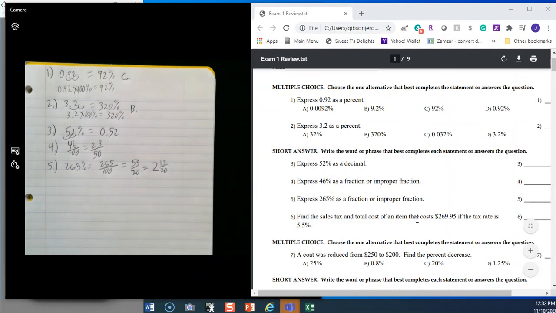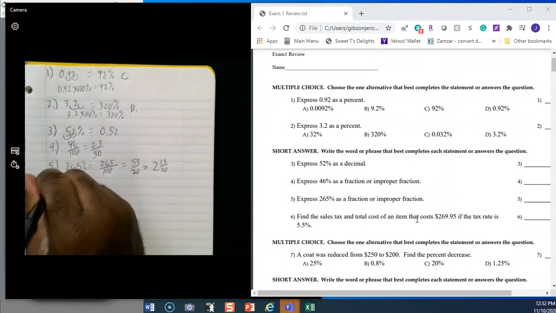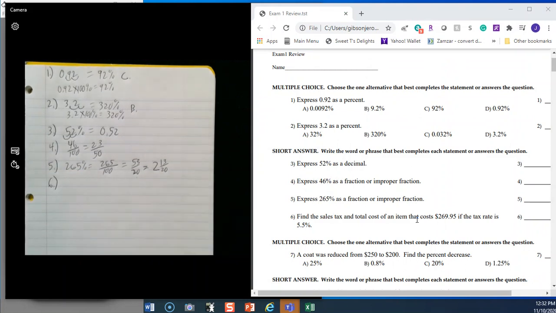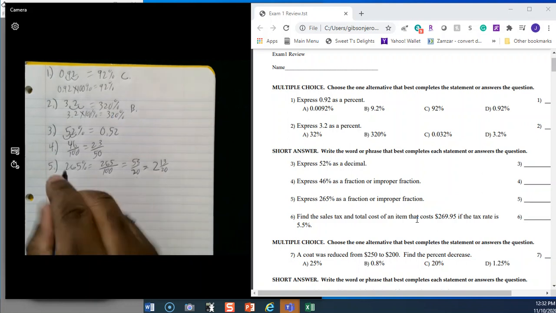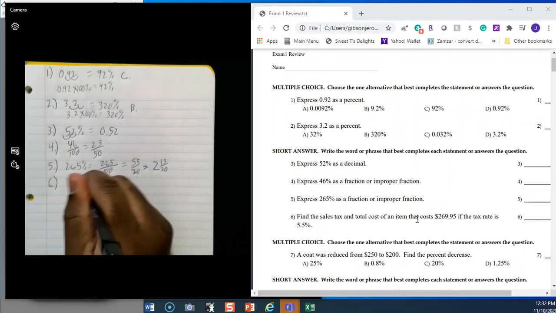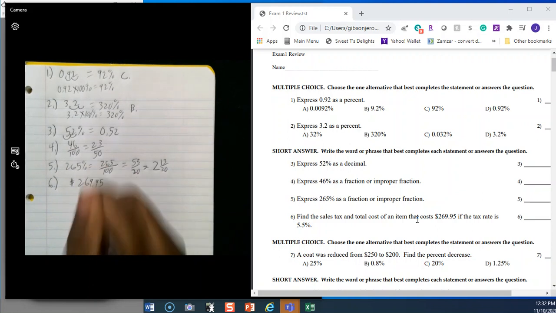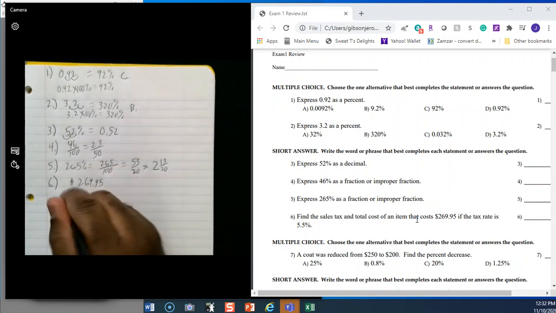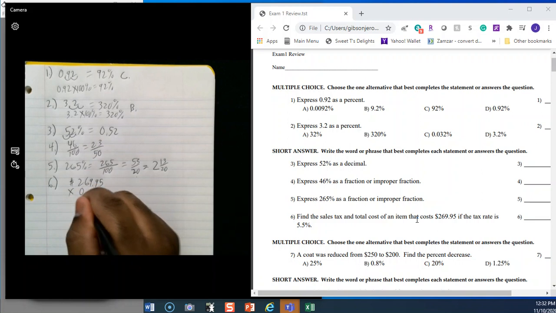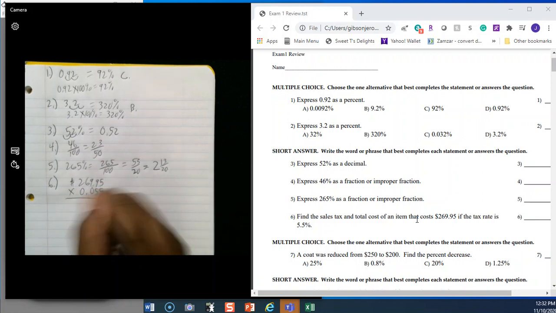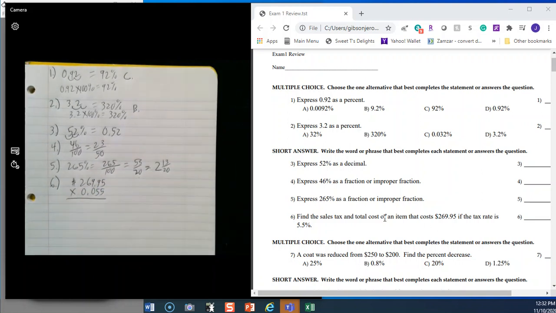We'll go here to problem number 6. Find the sales tax and total cost of an item that costs $269.95 if the tax rate is 5.5%. So now they want the tax rate. So let's do that first. We had $269.95 and they tell us the tax rate is 5.5%. So we'll multiply that by 0.055.